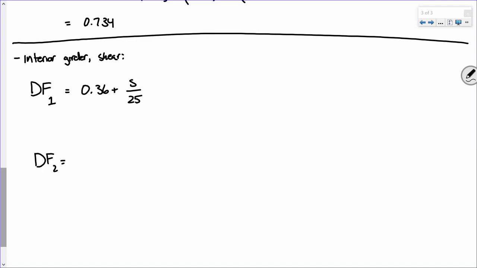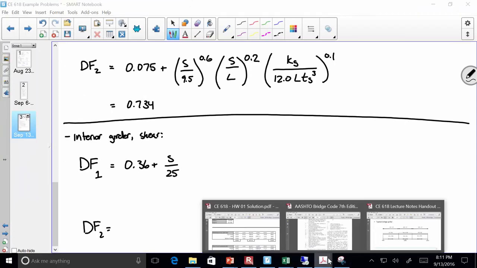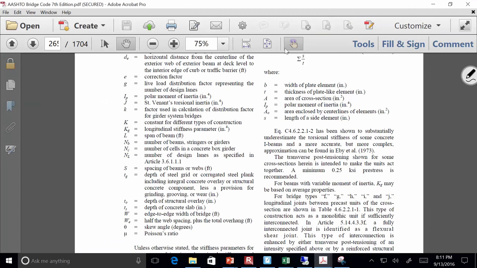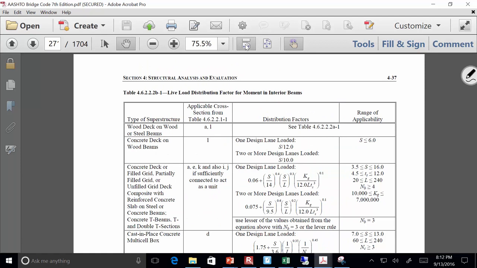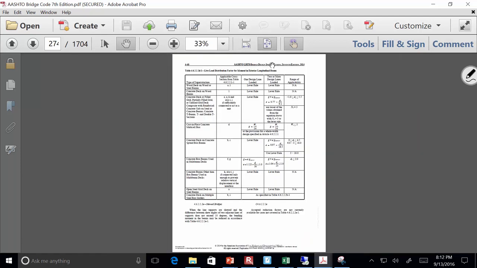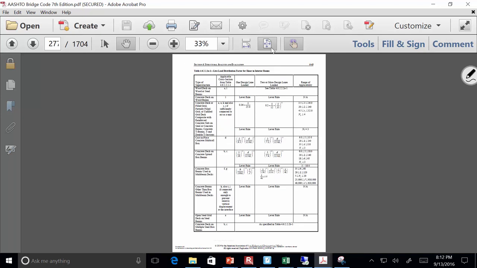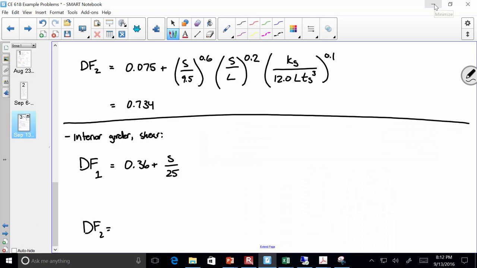Anybody found it? All right, I'm on, let's see. Okay, so we're on 437 for moment interior beams. I'm on 443. All right, hold on. All right, go ahead.